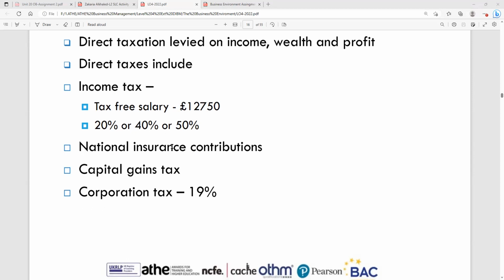However, a person can get a tax-free salary of 12,750. Then you start paying tax on anything over and above that allowance, which is called the tax-free salary or personal allowance. After that, whatever you earn, you pay tax at 20%, or at 40% or 50%. Most people pay 20% tax. If their income is above 50,000 pounds, they start paying higher tax. People earning a high amount of income pay a higher amount of tax, 40%, 50%. But most people pay 20% because their income is less than 40,000. So this is known as the income tax.